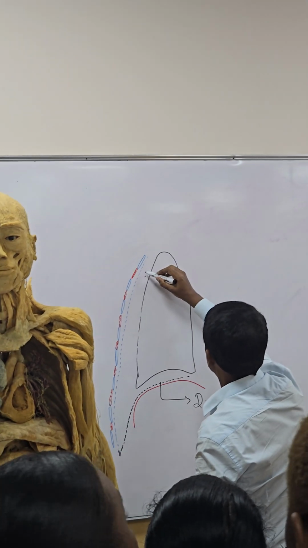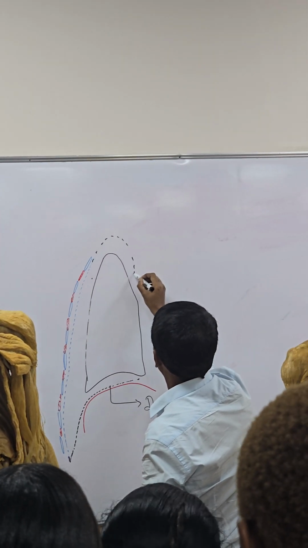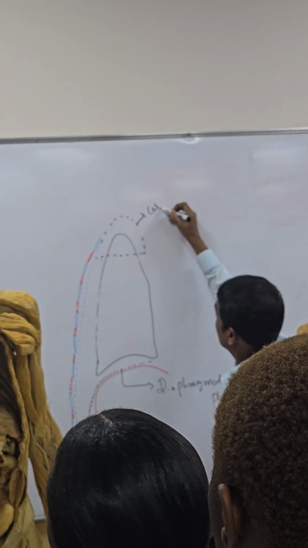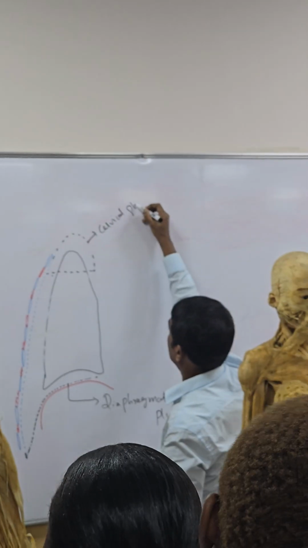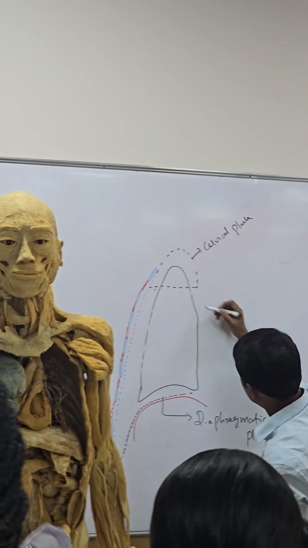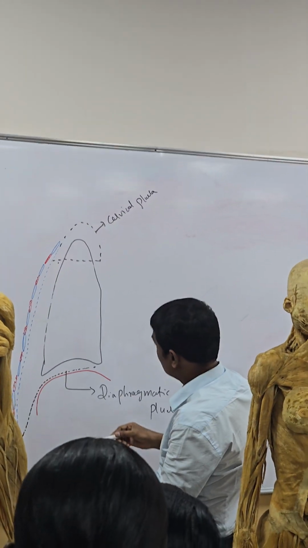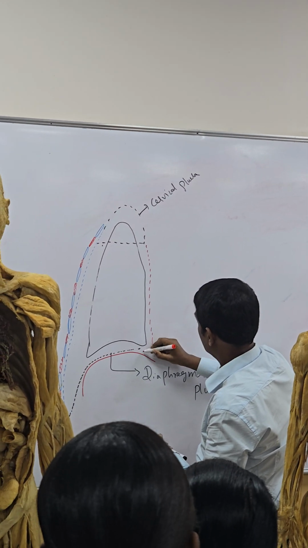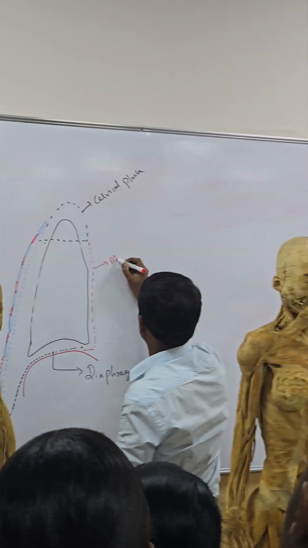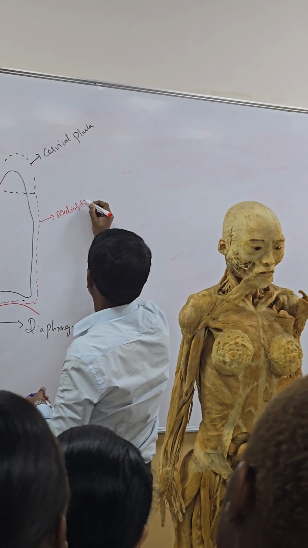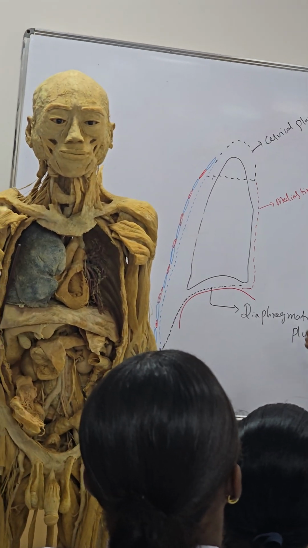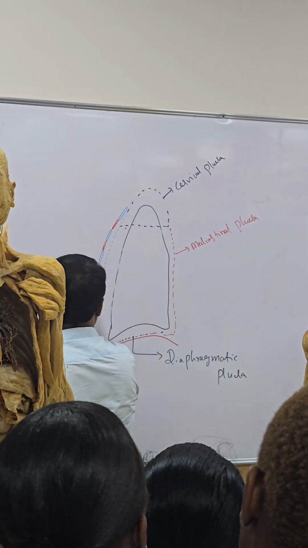What is the pleura covering here? What is the pleura covering here? Cervical. What is the pleura covering the medial surface? What is this pleura? Okay, now what is this pleura? This is the costal pleura.